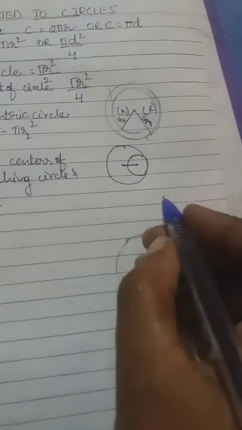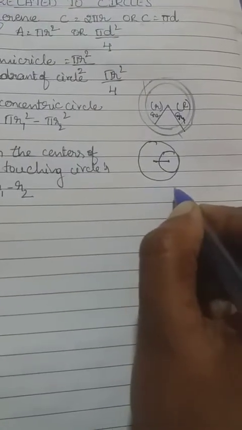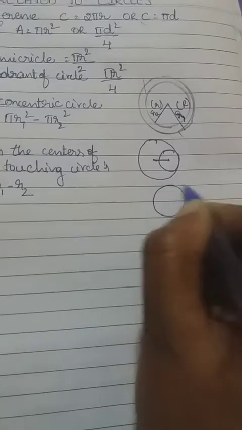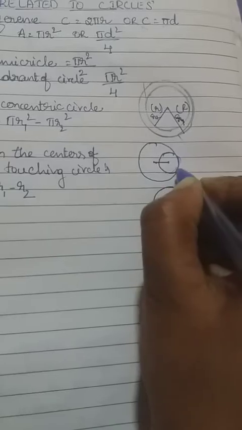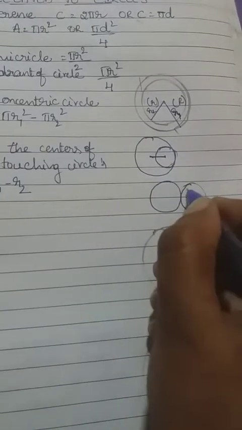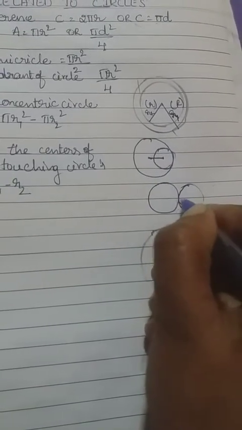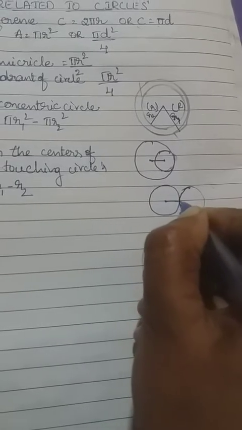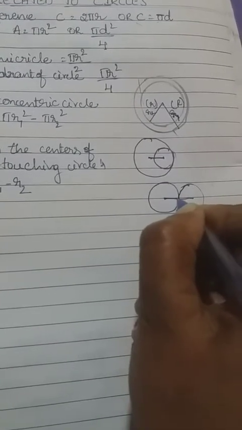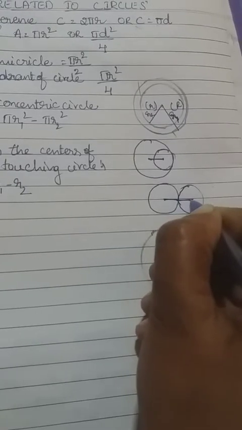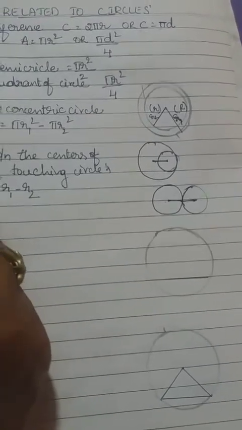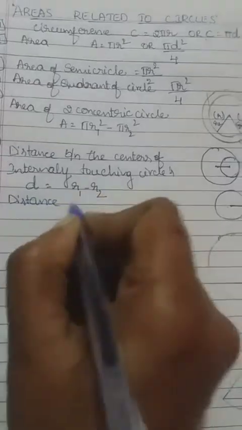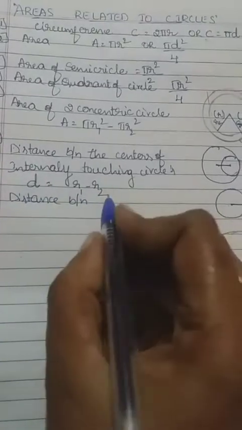In the same way, if two circles touch externally like that, they are touching externally. Here the circles are touching internally, one inside another. In the same way, if the circles are touching externally, then the distance between their centers is the distance from one center to the other center of the circle. So that is the seventh one. These are very important formulas you have to note down.